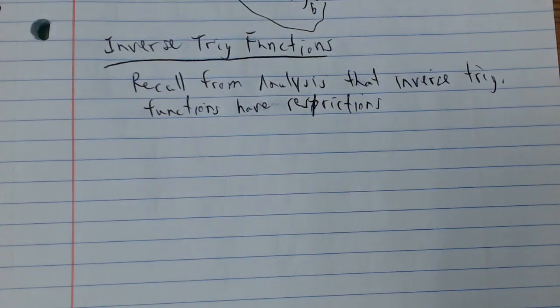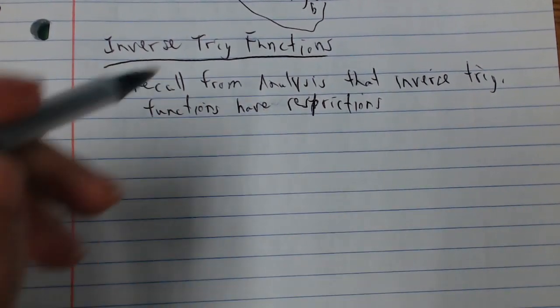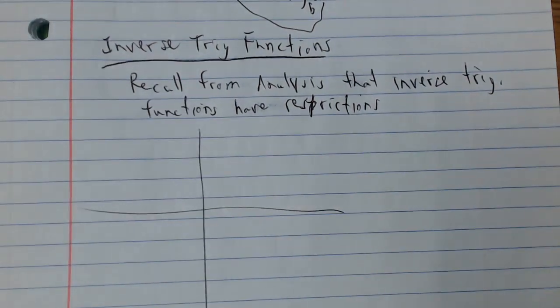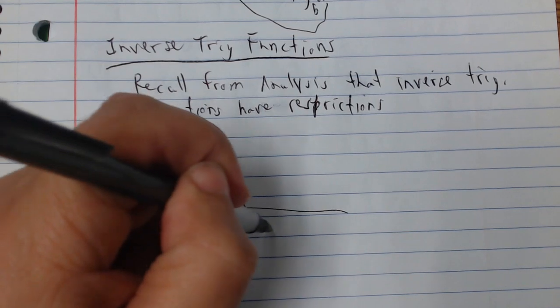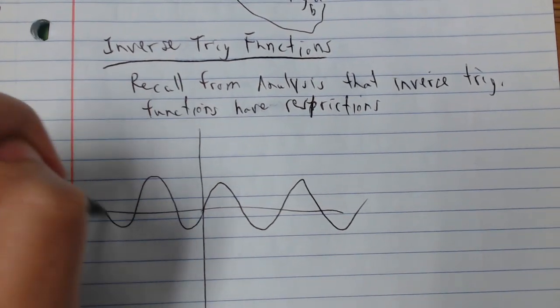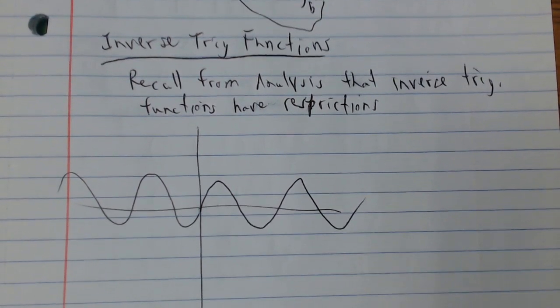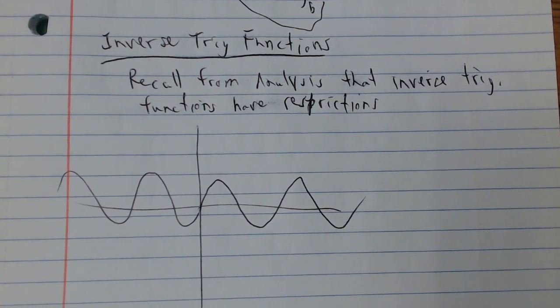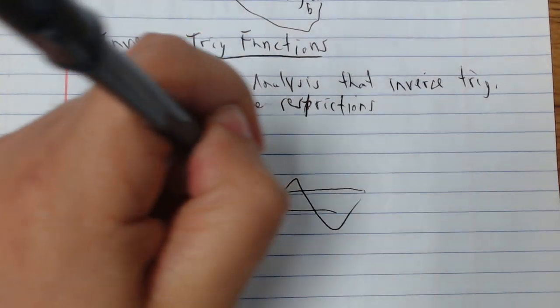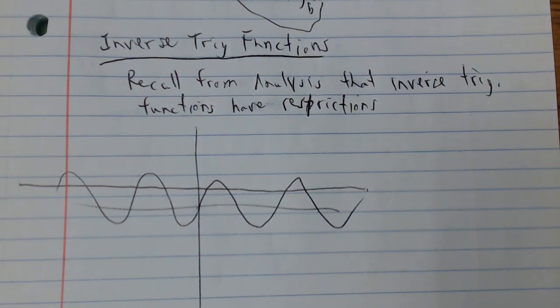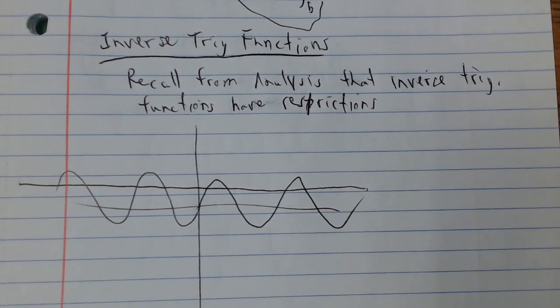And why do we want inverse trig functions to have restrictions? Well, let me just give you a quick visual of it. Let's just take the graph of sine. If I draw the graph of sine, that's what I get. Now, what's the problem with this? Does this graph have an inverse? The answer is obviously not, because this fails the horizontal line test miserably. I mean, it crosses it infinitely many times.